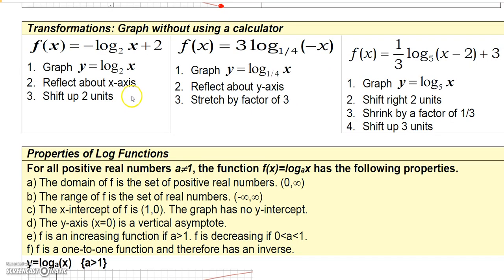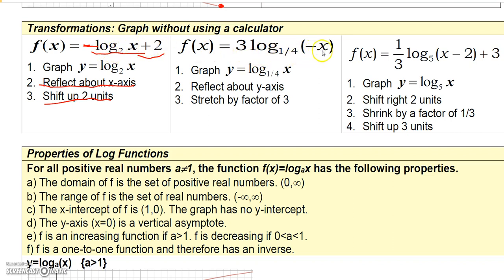So just like I did with exponential functions, I'll mention some transformations here. You know how to graph log of x base 2. So if you wanted to graph minus log of x base 2, you would simply reflect that graph about the x-axis. And then the plus 2 would just shift the graph up 2 units. So to get this graph, you would take the log of x base 2, reflect it about the x-axis, and shift it up 2 units.